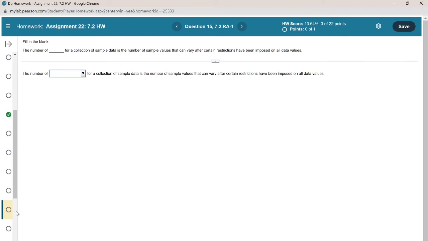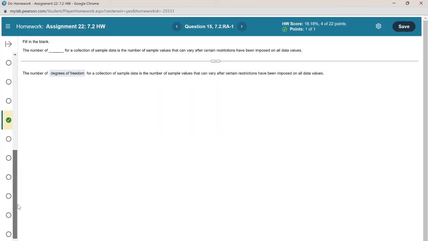Okay, before doing this problem, let's try to answer this question. The number of blank for a collection of sample data is the number of sample values that can vary after certain restrictions have been imposed on all data values. The number of degrees of freedom, this is the degrees of freedom for a collection. So it's just a definition. I want to do one more example.